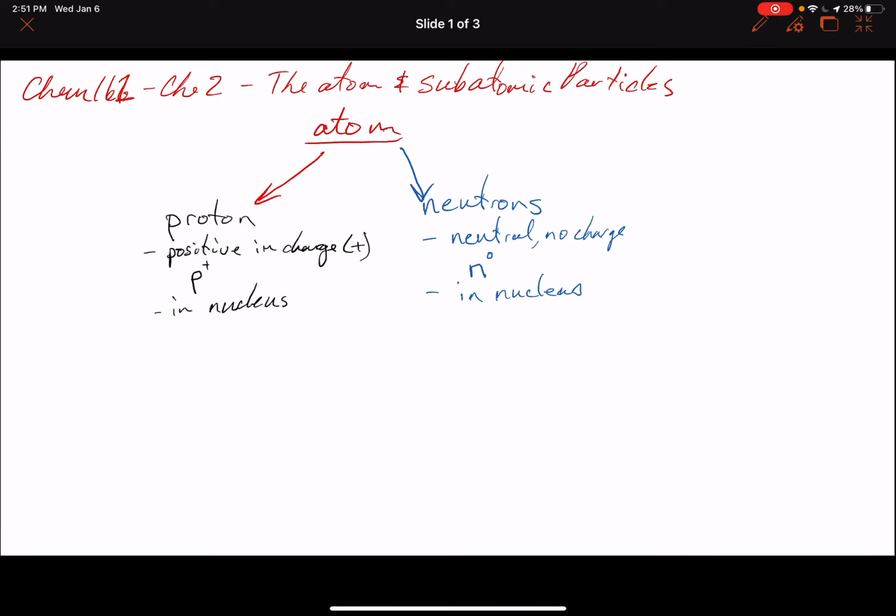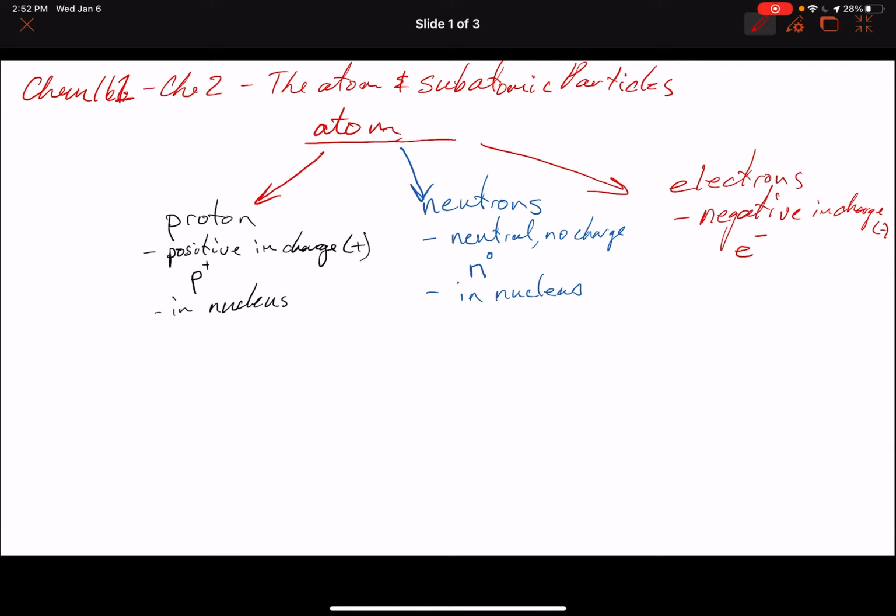And the last subatomic particle that you're likely familiar with is the electron. The electrons are known to be negative in charge, and so we would indicate that charge with a minus sign. To indicate this in drawings or other representations of the atom, we would use a lowercase e and position that negative sign as a superscript off to the right, similar to what we did with the proton symbol.